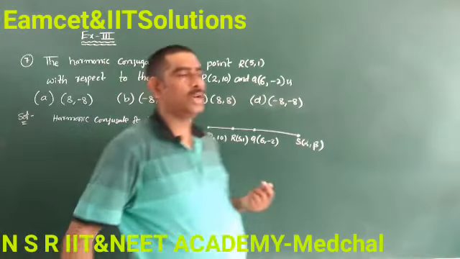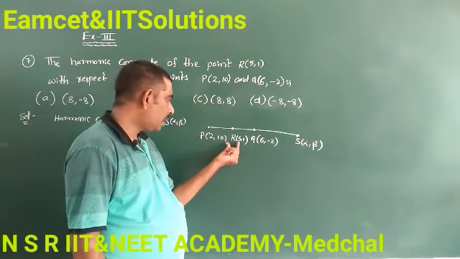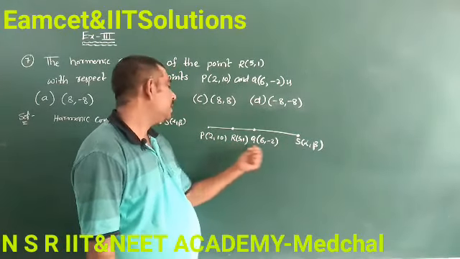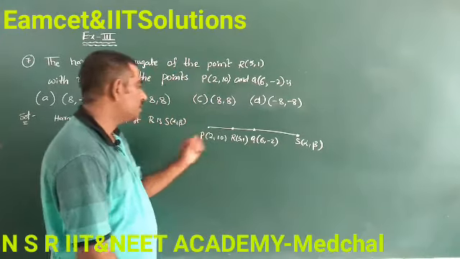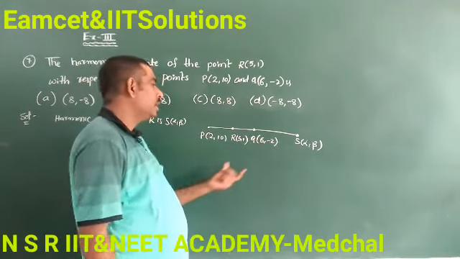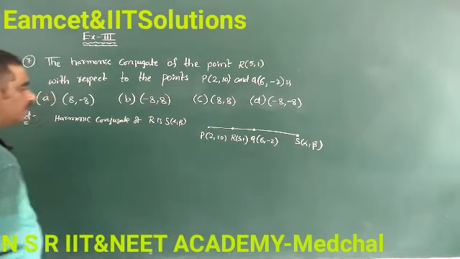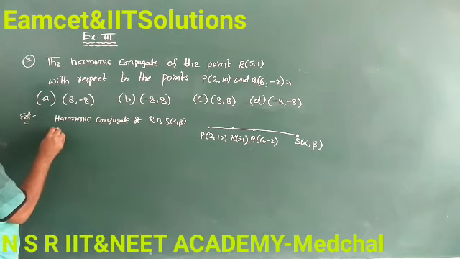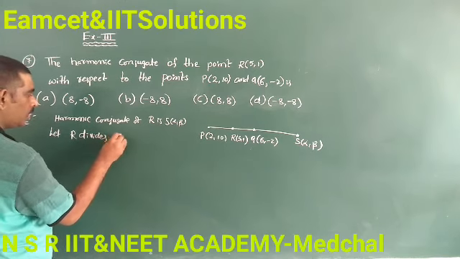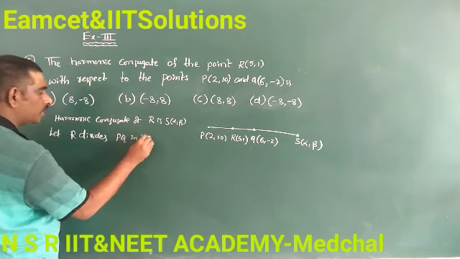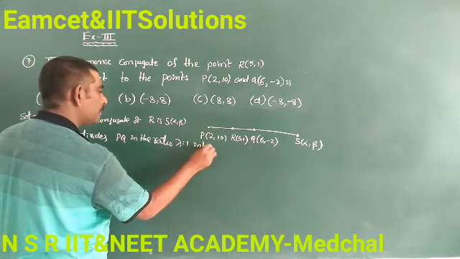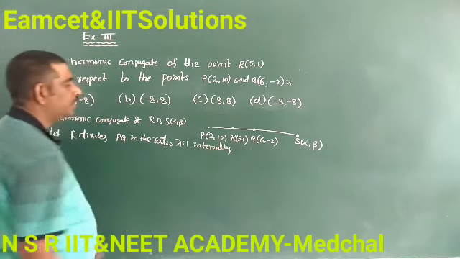So already we discussed harmonic conjugate. What is the harmonic conjugate? If R divides PQ in the ratio m is to n internally, at the same time S divides PQ in the ratio m is to n externally. So let us consider the ratio lambda is to 1: R divides PQ internally, then S divides externally in the same ratio lambda is to 1. So let R divide PQ in the ratio lambda is to 1 internally. First we need to find the value of lambda.